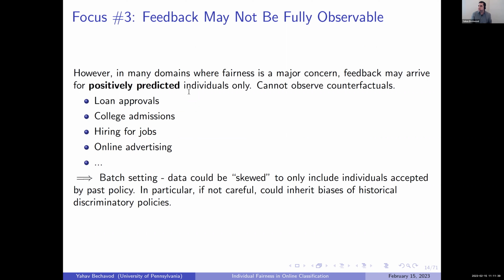However, if you look at admissions or loan approvals and many other domains where fairness is a major concern, feedback seems to follow a different structure. The structure is one-sided, only positively predicted label information, which means that we get the label information only for accepted individuals. Having this structure also means that in batch settings, we have to be very careful because the data is always dependent on formerly deployed policies. And if these policies were, for example, discriminatory or inaccurate, there's a chance that we are going to inherit some of these biases of historical policies.